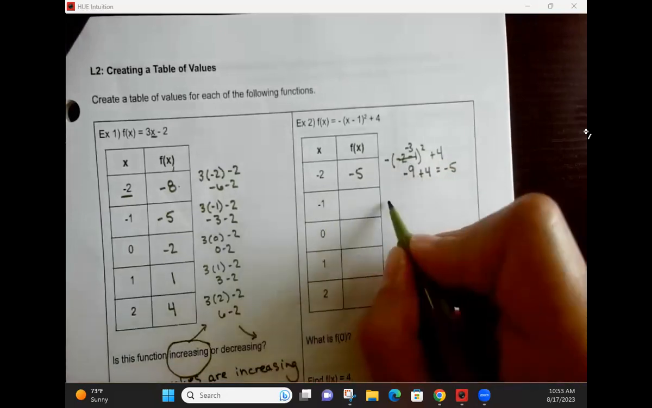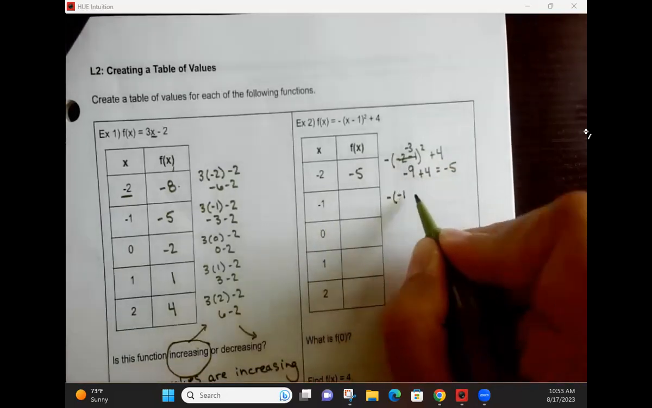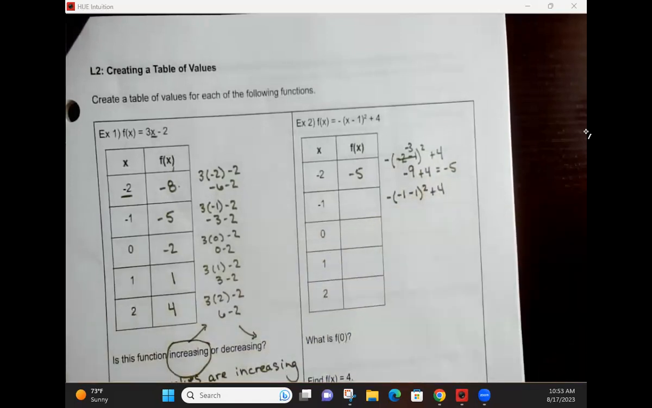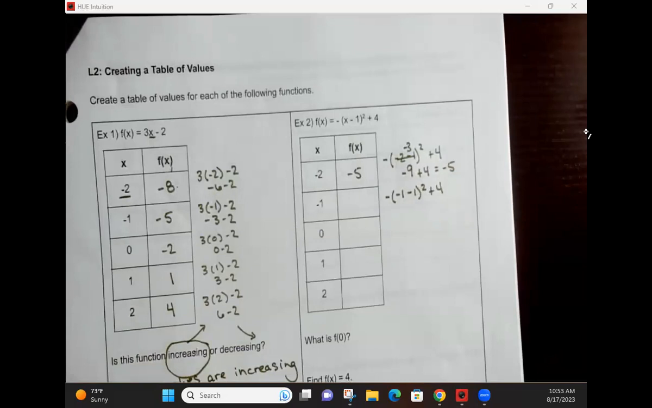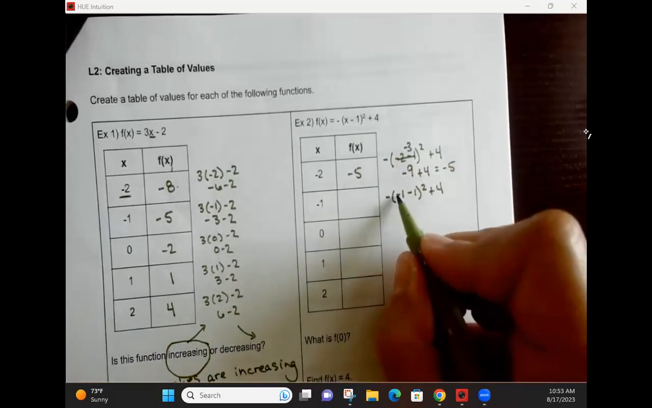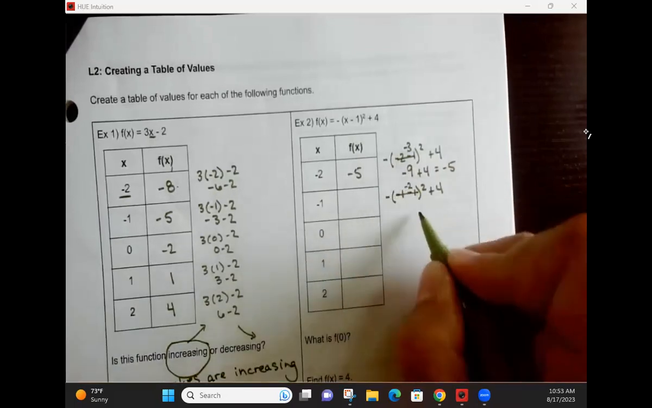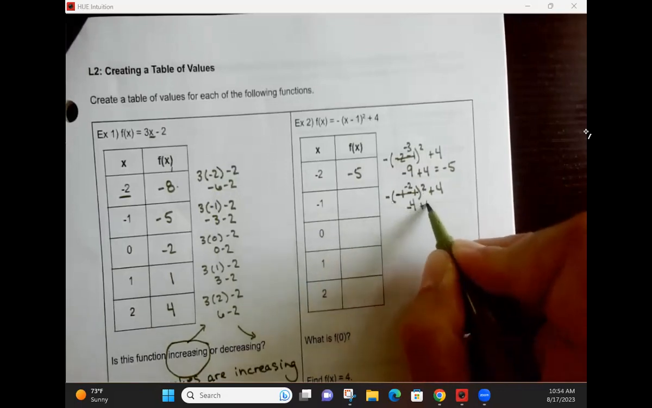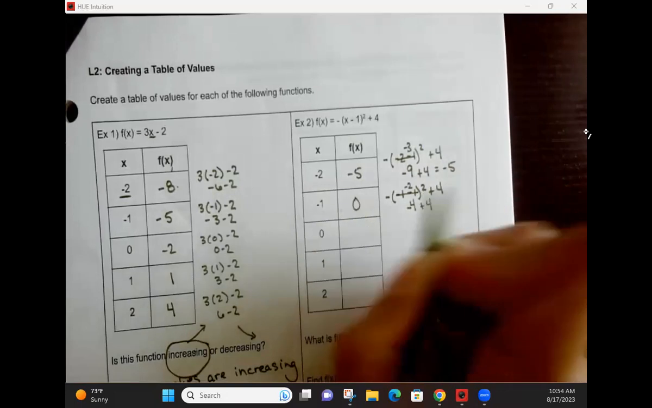For -1, same idea. We're plugging that value in for x and simplifying. Again, make sure you follow order of operations. So this would be -2. -2 squared is 4. So we've got -4 plus 4. That's 0.